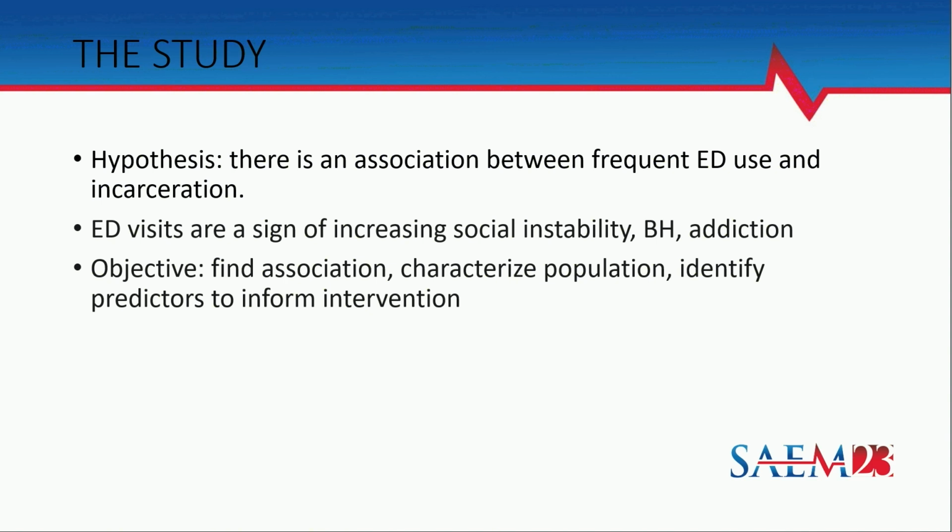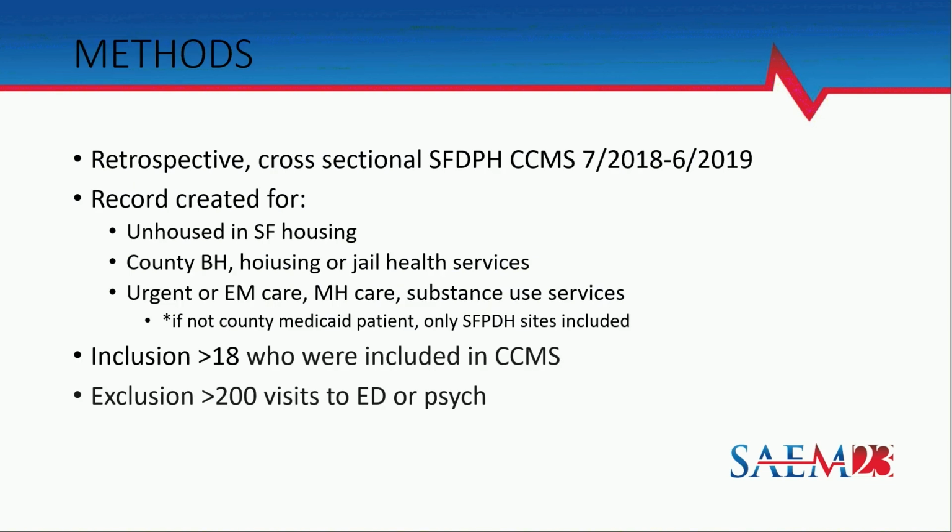Better, okay. So the hypothesis was there's an association between frequent ED use and incarceration, which is often called the revolving door, but just hasn't really been actually proven. The thought behind this is that ED visits are a sign of increasing social instability, behavioral health problems, and addiction. And the objective was to find this association, characterize the population, and identify predictors to inform the intervention. The idea being that if we can address this population's needs, we can prevent future incarceration as well as reduce excess mortality. This was a retrospective study.